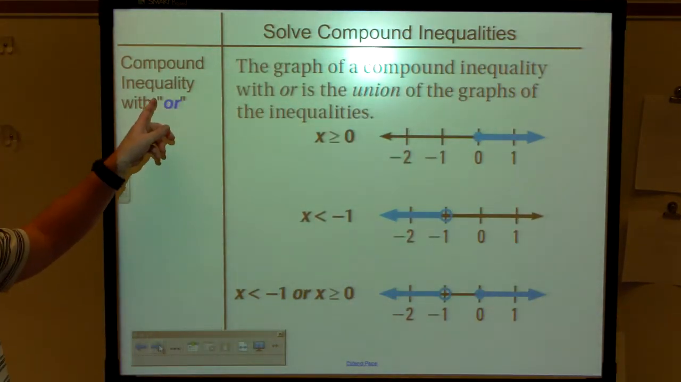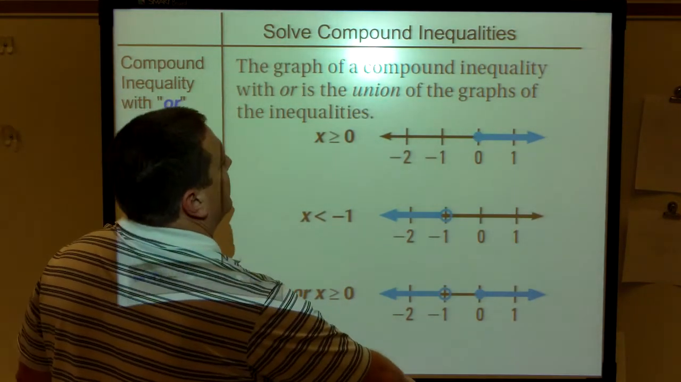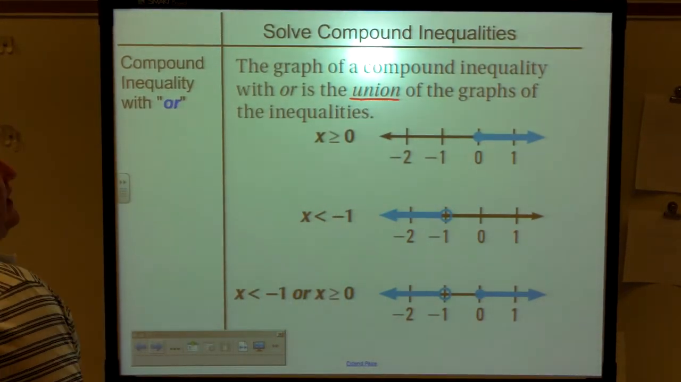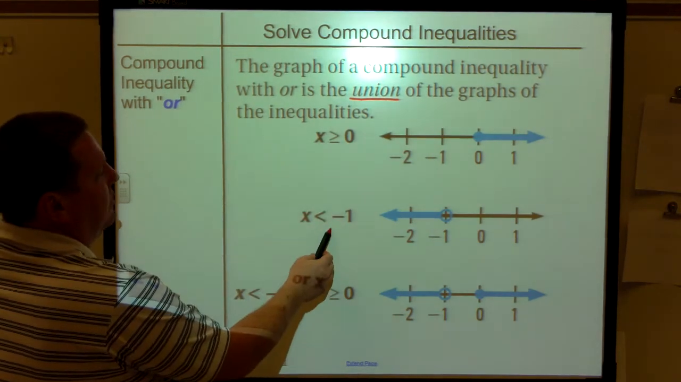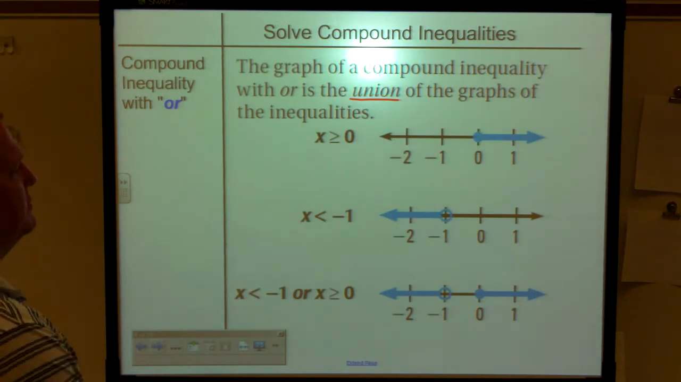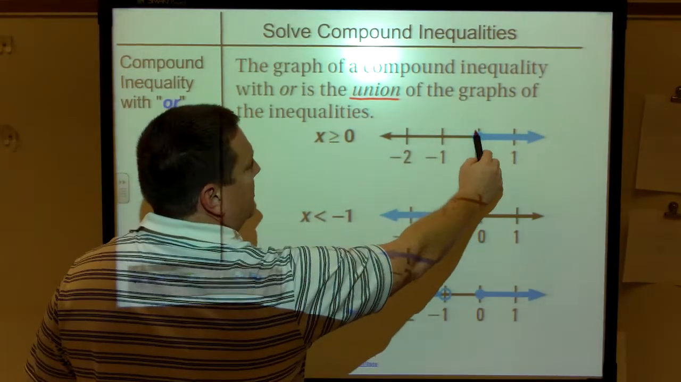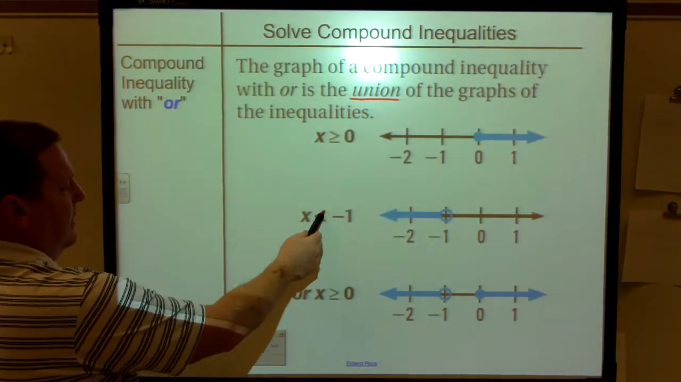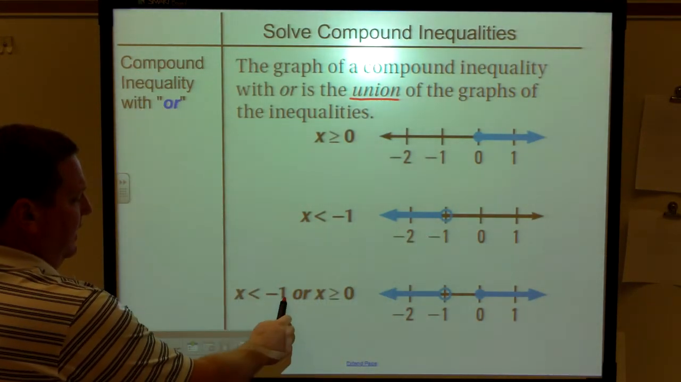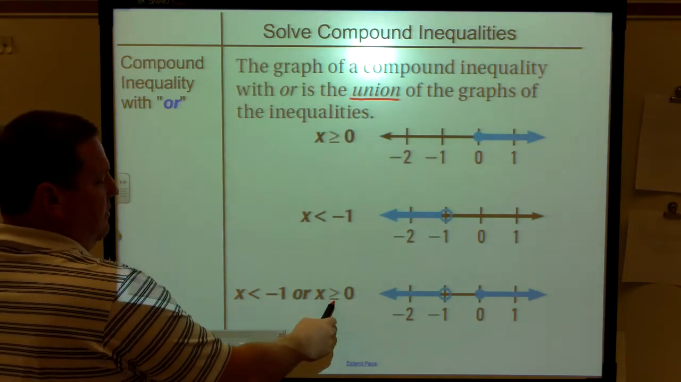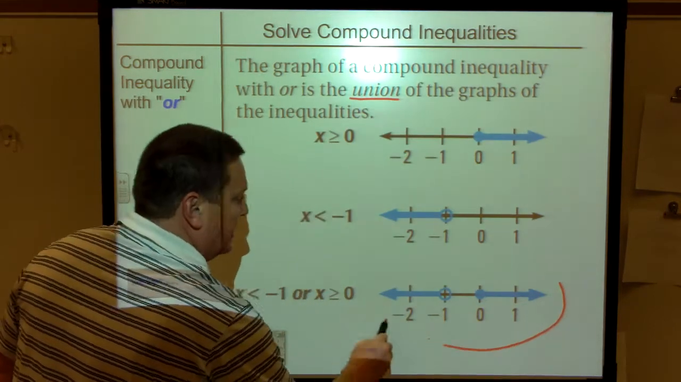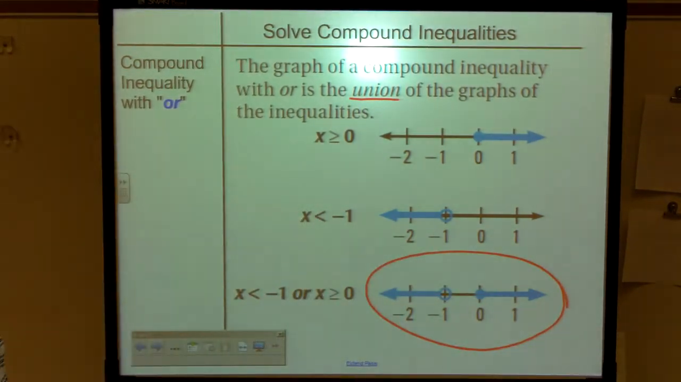Compound inequalities with the word or really means union, where we combine the answers of both. So in order to be a solution, it has to be a solution of this one or that one, but it does not have to be both. So it's not an overlap, it's a combination of both. So here we go, we got x is greater than or equal to 0, going that way, and x's are less than -1 this way. So all x's that are less than -1 or x's that are greater than or equal to 0, this one or this one. So the solution is the entire graph, not where they overlap.